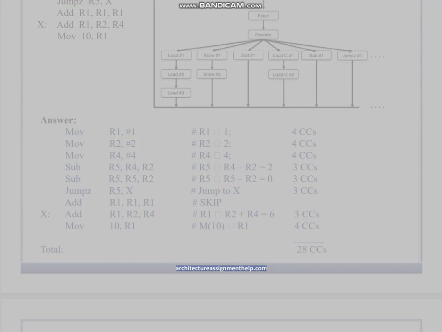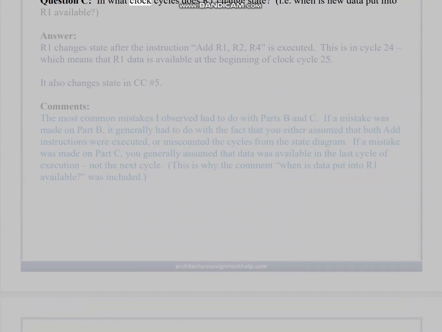Question C. In what clock cycles does R1 change state? I.e., when is new data put into R1 available? Answer: R1 changes state after the instruction add R1, R2, R4 is executed. This is in cycle 24, which means that R1 data is available at the beginning of clock cycle 25. It also changes state in CC number 5.